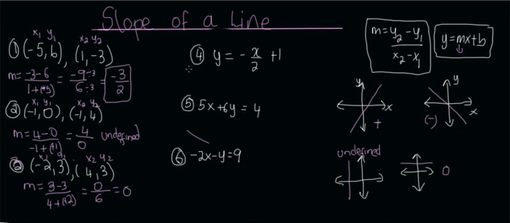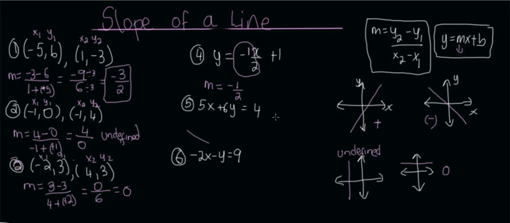Let's go ahead and continue. So number 4, I have y equals negative x over 2 plus 1. y is already solved for, so all I need to do is to read the number in front of x. Here there's no number, so you're going to go ahead and put a 1. So the number in front of my x is right here. It's called a coefficient. So the coefficient there, I have a fraction. In the numerator, I have a negative 1, over the denominator, I have a 2. So that slope is simply negative 1/2.